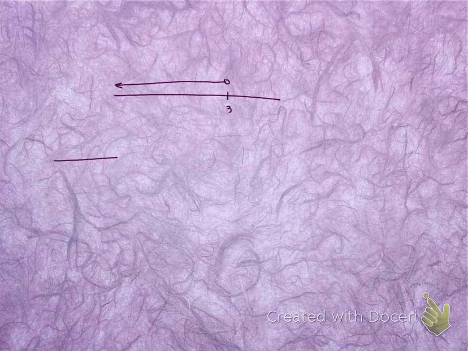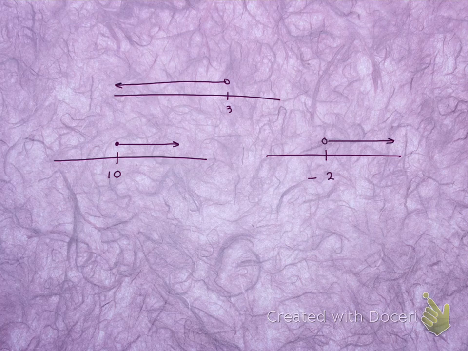It says write an inequality to describe the following graph. Okay, so I'm going to give you a couple of my own here. So we're going to have 3, we're going to go that way. Then another one, I'm going to put 10, and we're going to go that way. Then let's say -2. And we've got that graph right there.